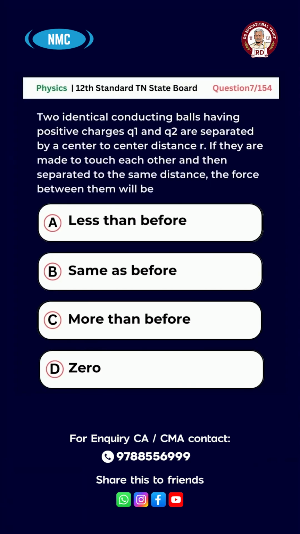Question number 7. Two identical conducting balls have positive charges Q1 and Q2 and are separated by a center to center distance r. If they are made to touch each other and then separated to the same distance, the force between them will be option A, less than before. B, same as before. C, more than before. D, 0. And the right answer for this question is option C, more than before.